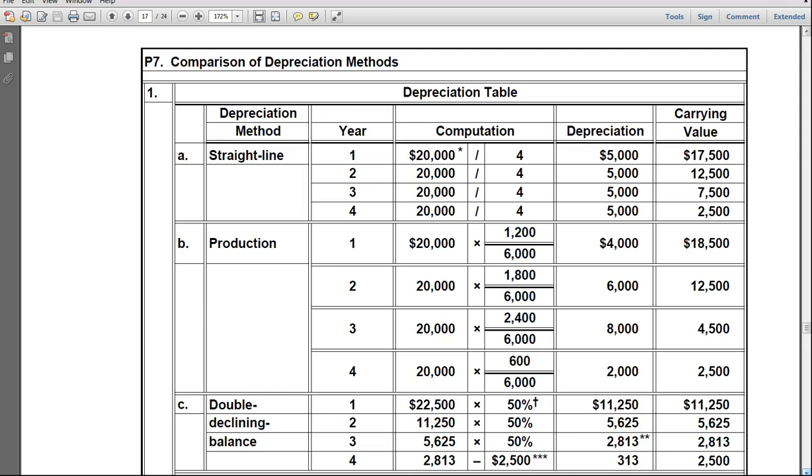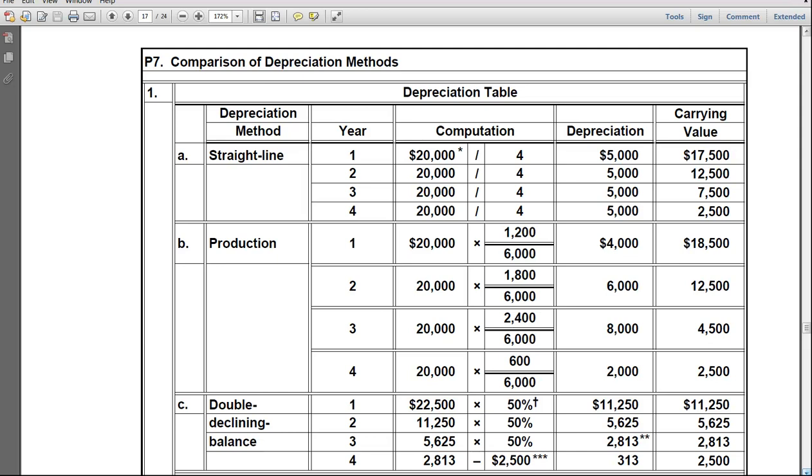So the first method you see here in front of you is the straight line method, and we have it neatly divided out in years 1, 2, 3, and 4. The $20,000 you see there that has a star by it under the computation is our depreciable amount. So our depreciable cost is the $22,500 that it cost us minus the $2,500 residual value that we are expected to receive when we're finished with it after 4 years.